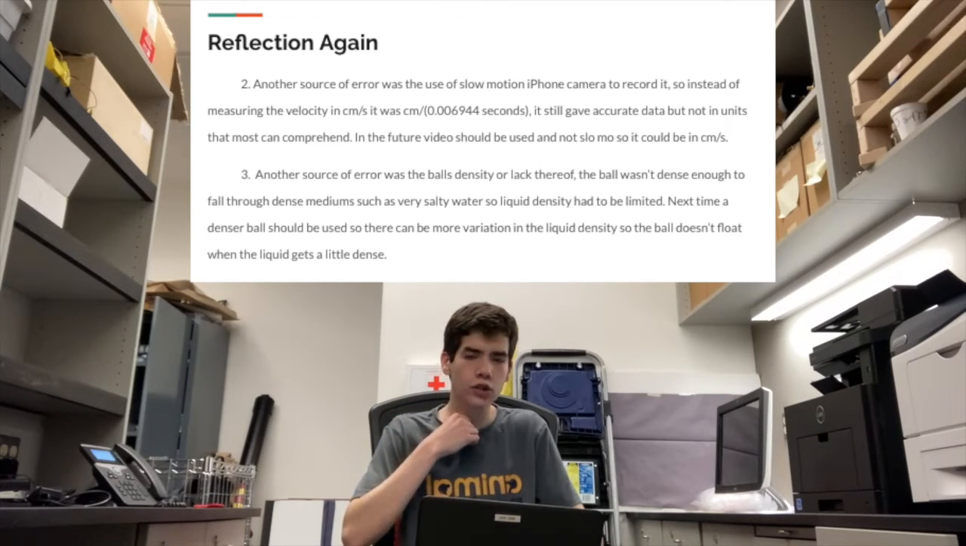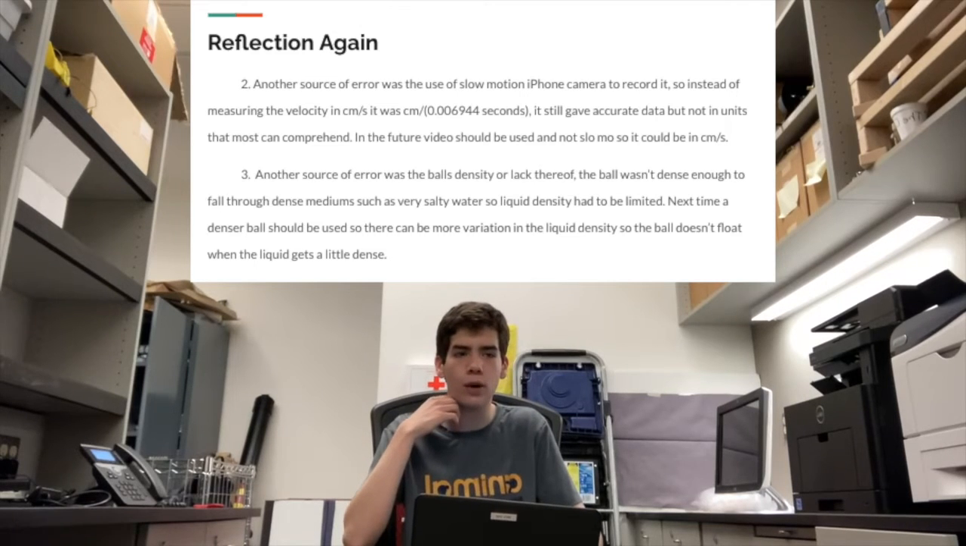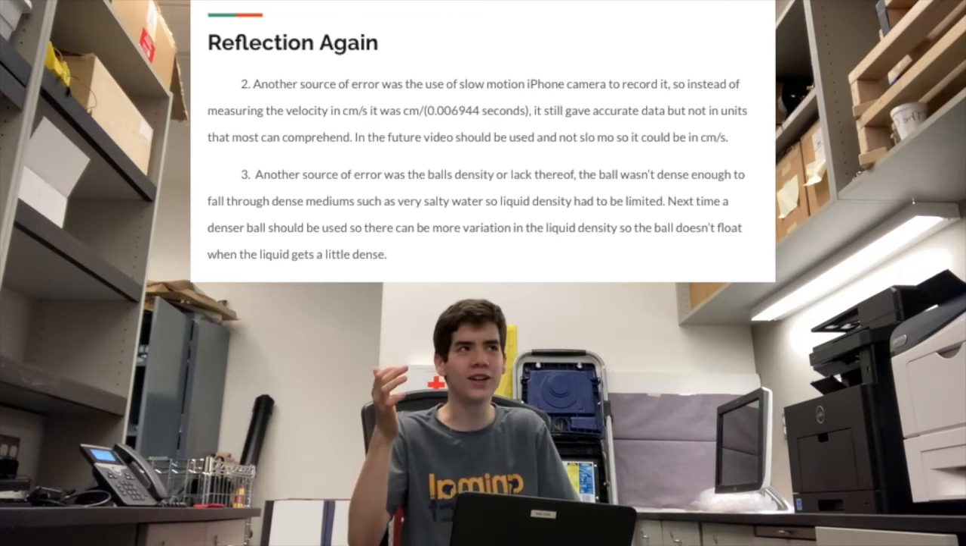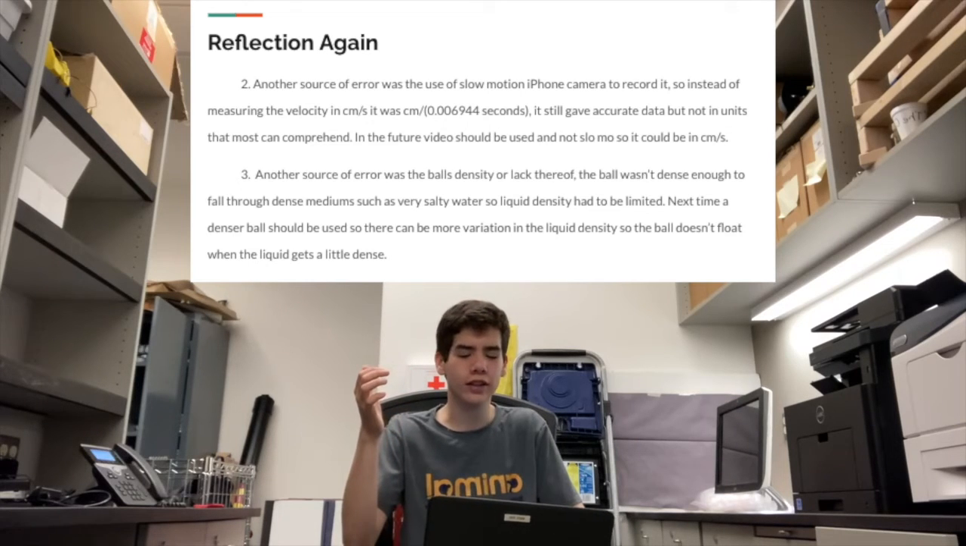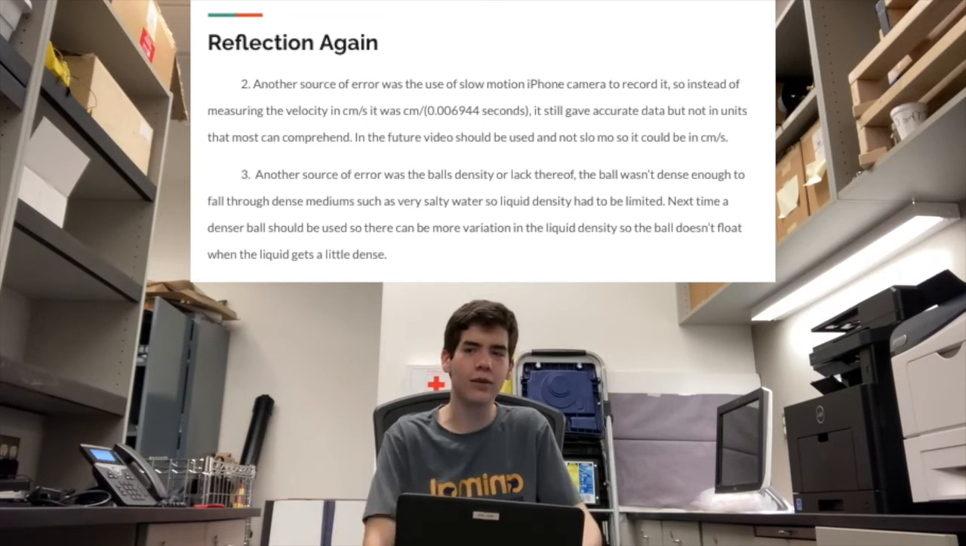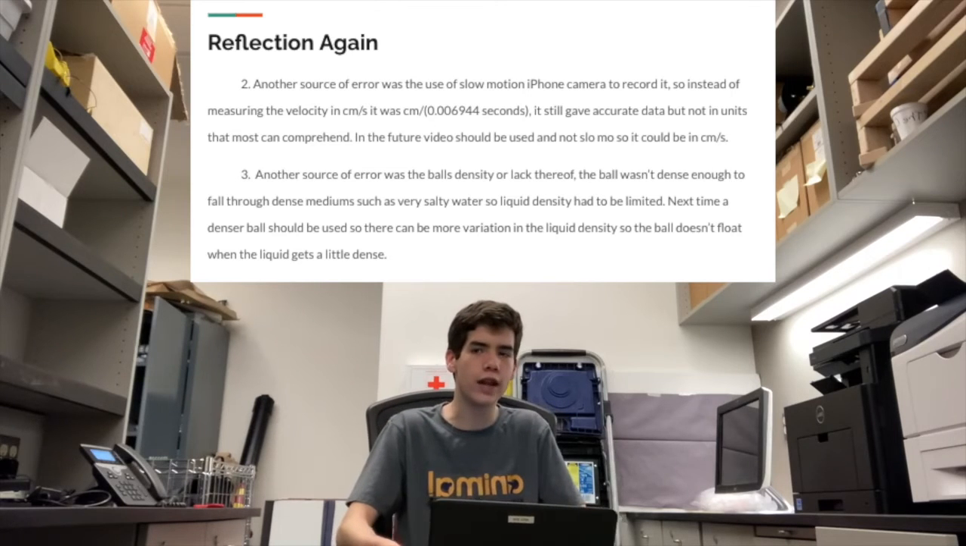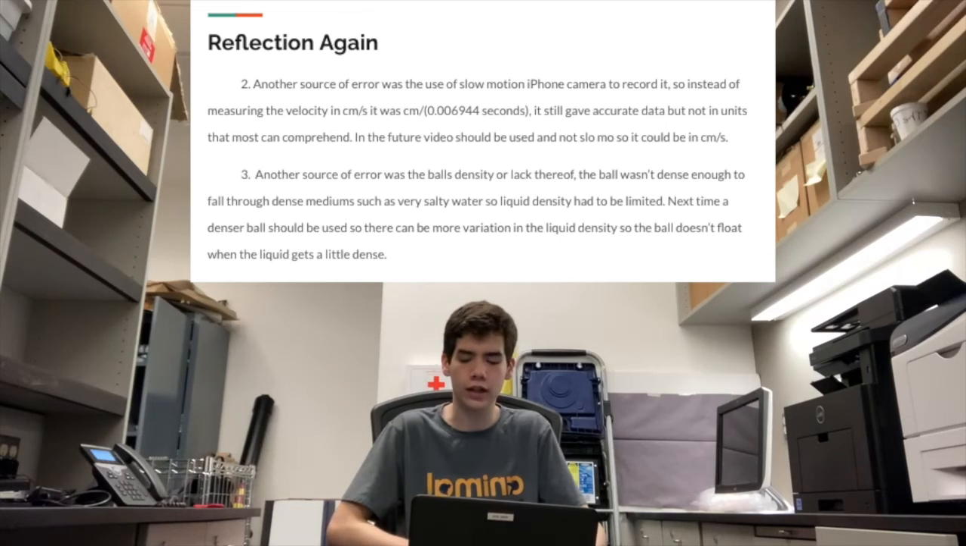And then our third source was the lack of density in the ball. So basically, you remember when we had our salt water, it floated. And that really sucked because we couldn't do any liquid denser than salt water. So our liquids had to stay relatively the same density because we couldn't find anything that was really dense for the ball to sink through, because it just couldn't.